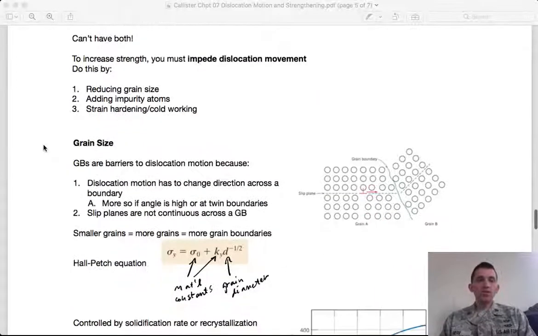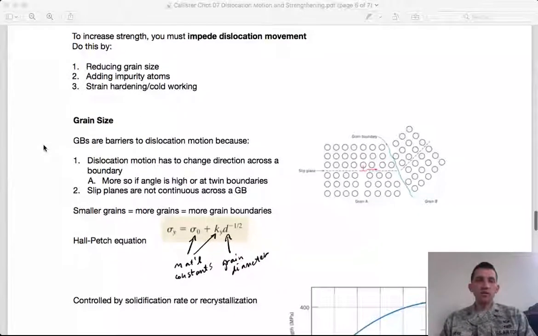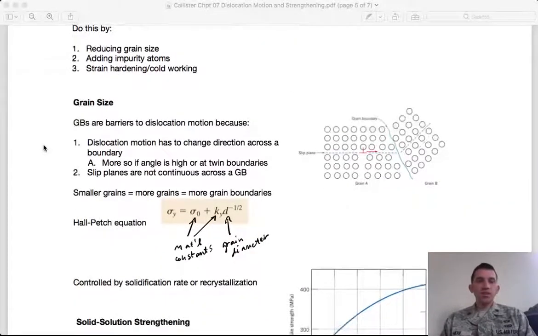And I can do this 3 ways, right? First, at least the 3 ways that are mentioned in Callister: first is by reducing grain size, and then by adding impurity atoms, and lastly by work hardening. Cold working or strain hardening, it's all the same thing. So first, reducing grain size.